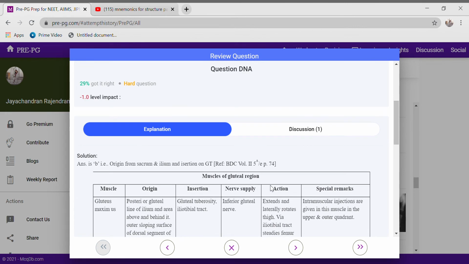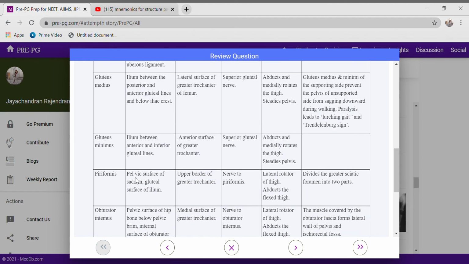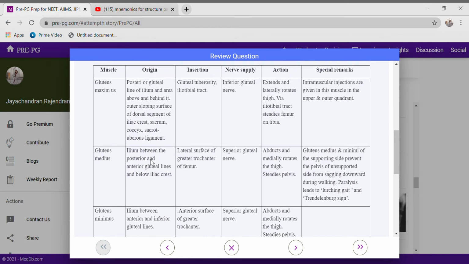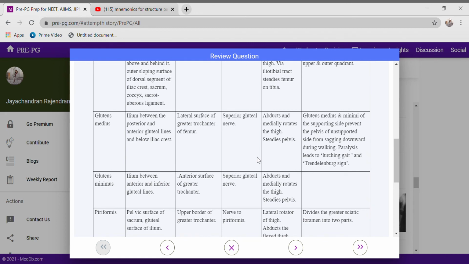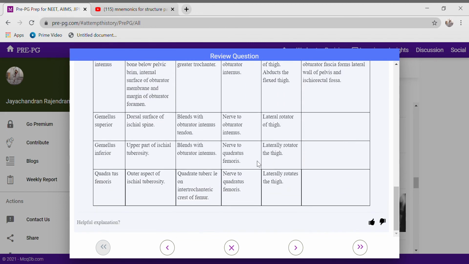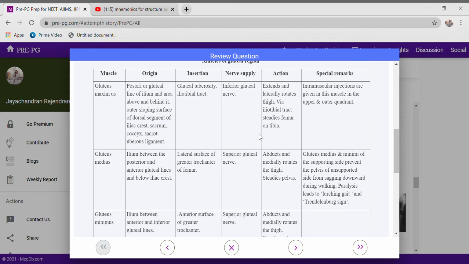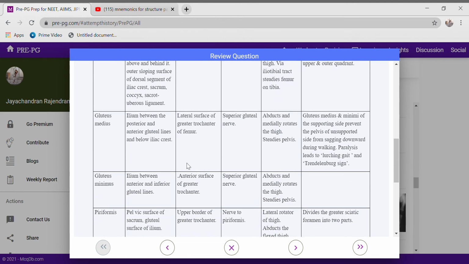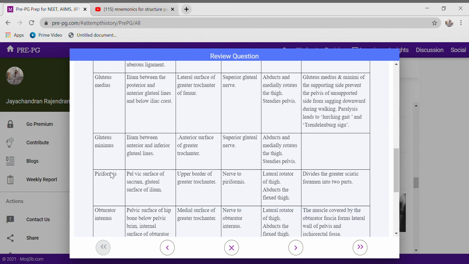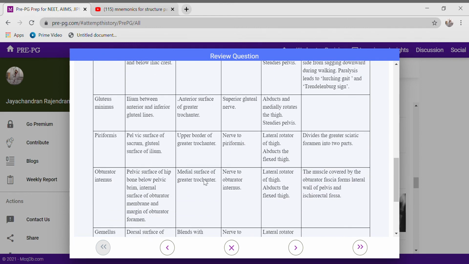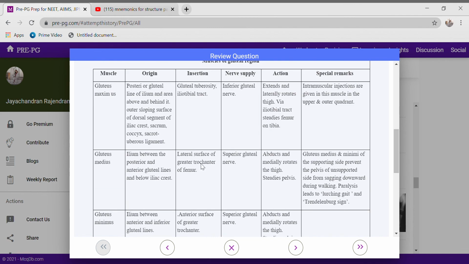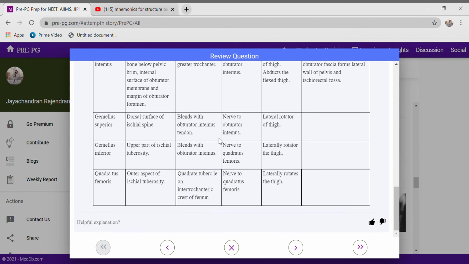So all are lateral rotators of the thigh. Mostly in the gluteal region, everything is a lateral rotator except the medius and the minimus, which are the medial rotators of the thigh. So you should know the regions where they are inserted. The iliotibial tract is in the lateral surface of the greater trochanter, medius lateral, minimus anterior, piriformis the upper border, and obturator internus the middle border. With which they fuse is very important. What is the nerve supply?